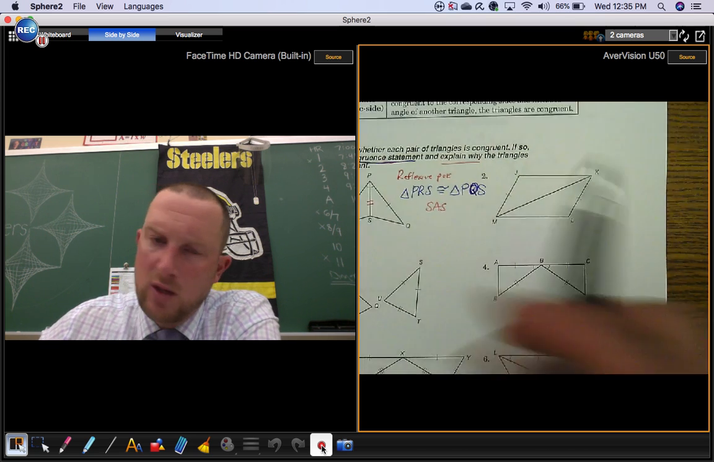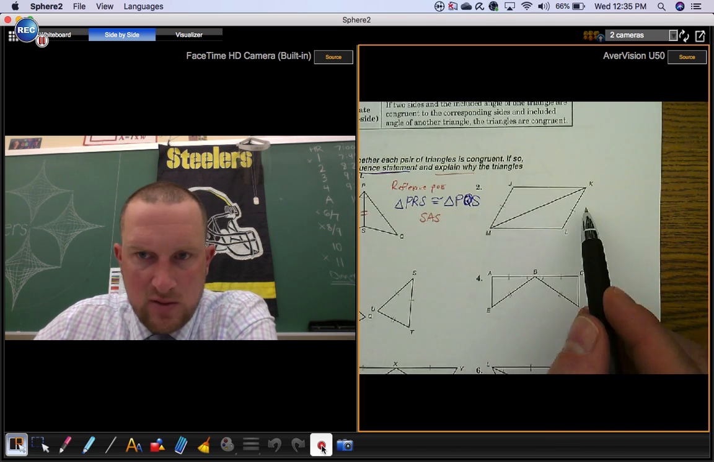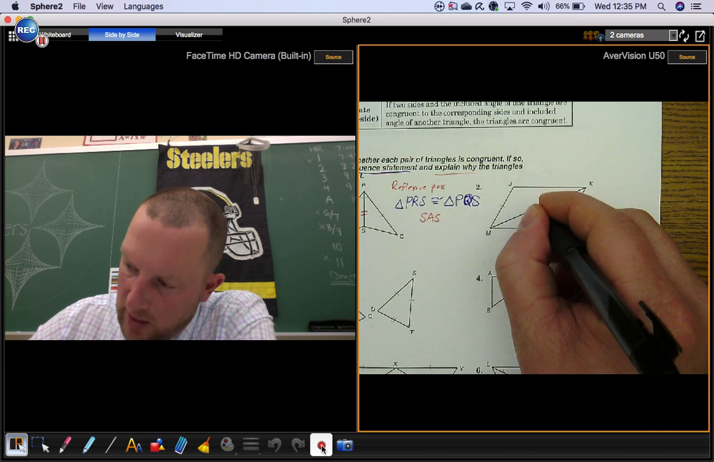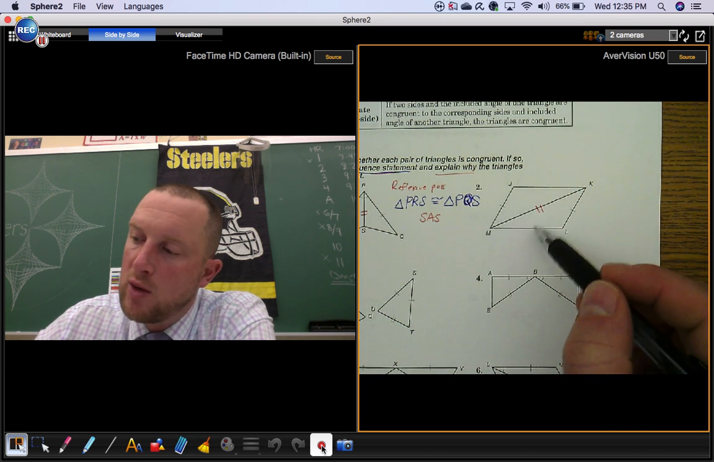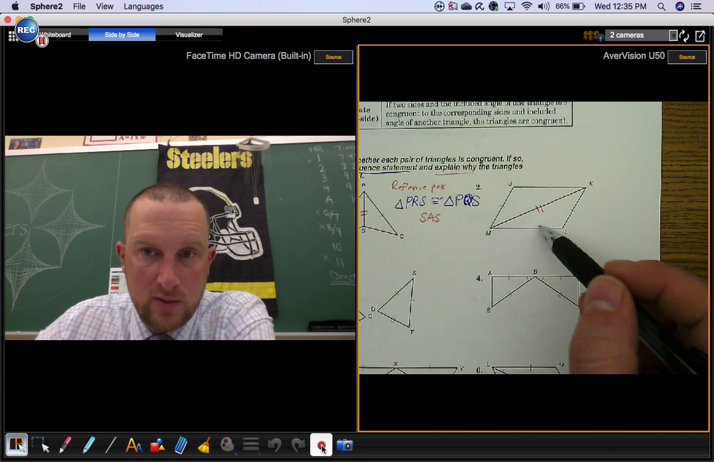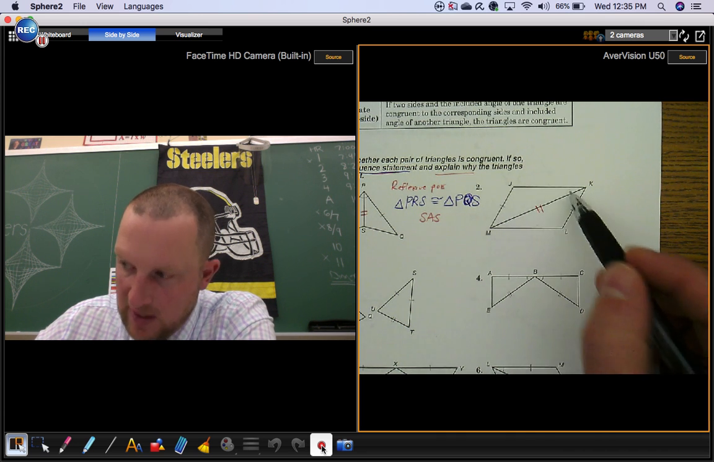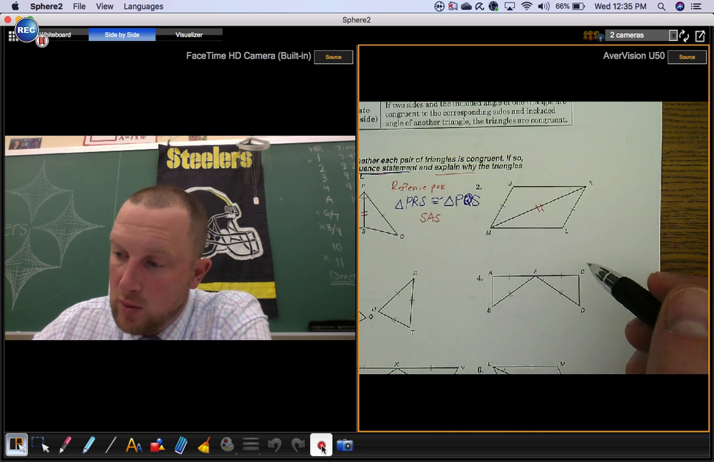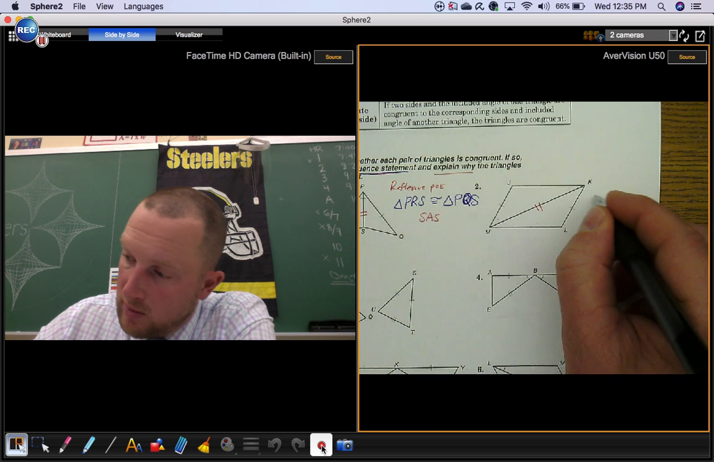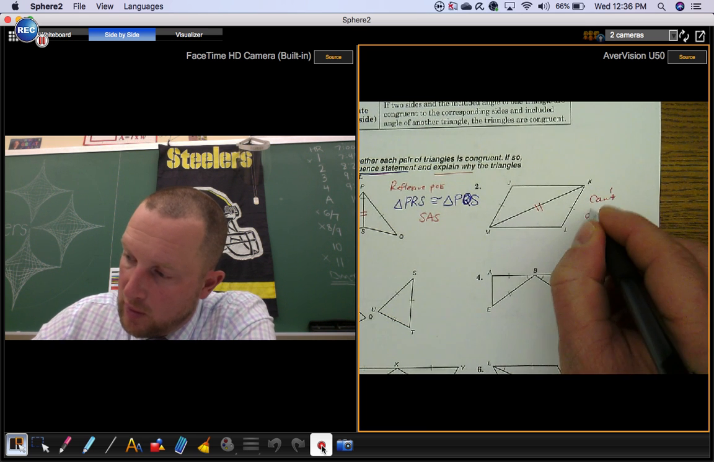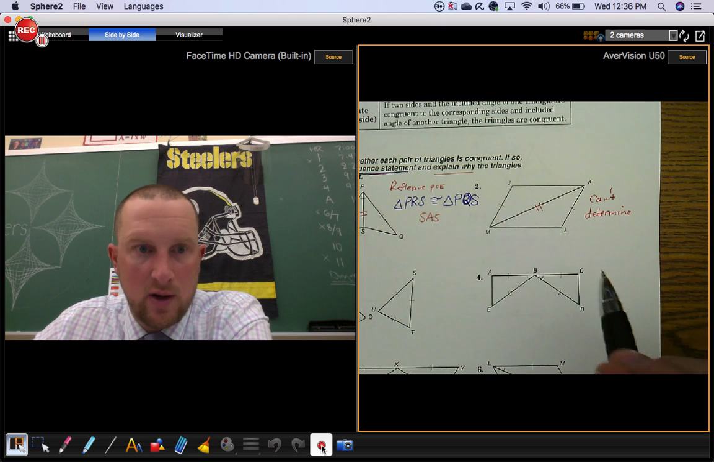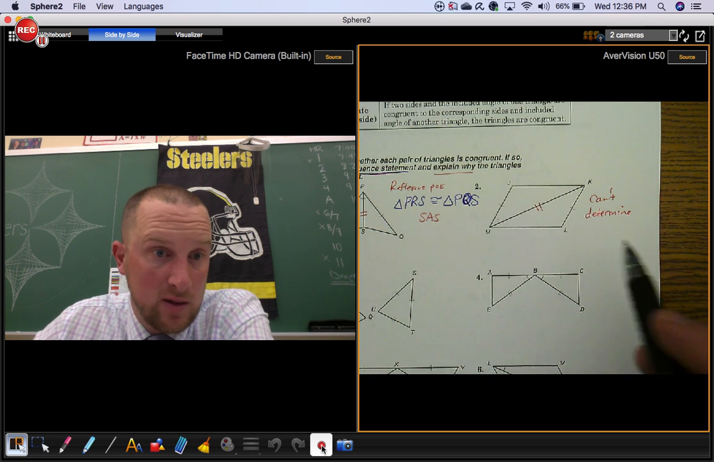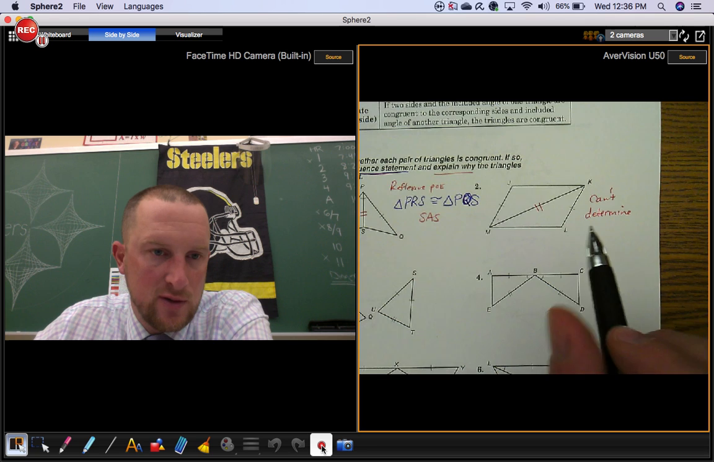Number 2, we have a pair of congruent sides marked. We also have congruent sides by the reflexive property. But there's no way for us to know if these sides are congruent. And there's no way for us to know if these angles are congruent. So we cannot determine if they're congruent. What you don't want to say is no, they're not congruent. Because they might be. You just can't say for sure that they are.